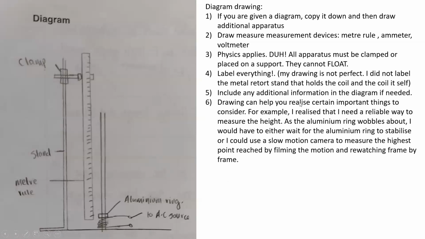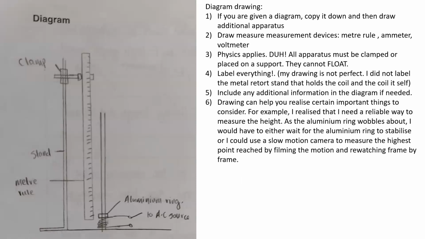Drawing can help you realize certain important things to consider. For example, I've realized that I needed a reliable way to measure the height. As the aluminum ring wobbles about, I would have to either wait for the aluminum ring to stabilize, or I could use a slow motion camera to measure the highest point reached by filming the motion and rewatching it frame by frame. In this case, I didn't draw the camera in my diagram, but you could draw it. I would recommend you draw it out if you have the space.